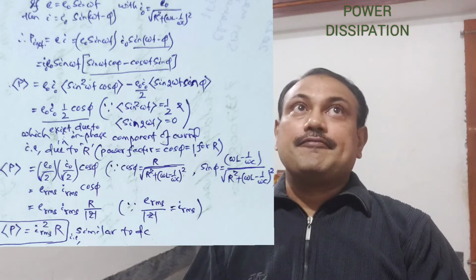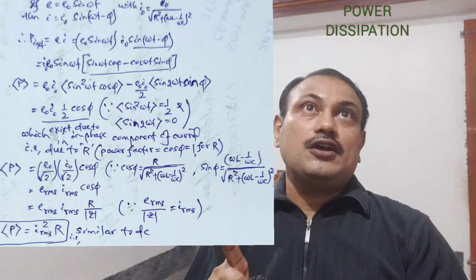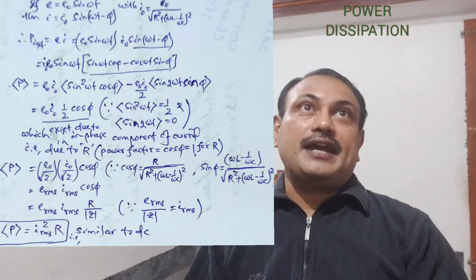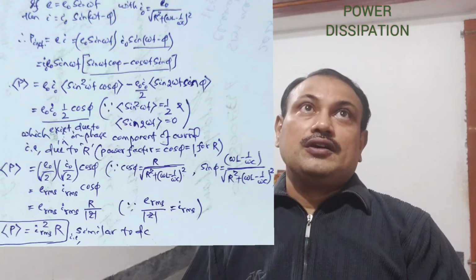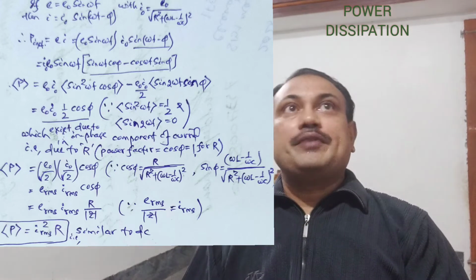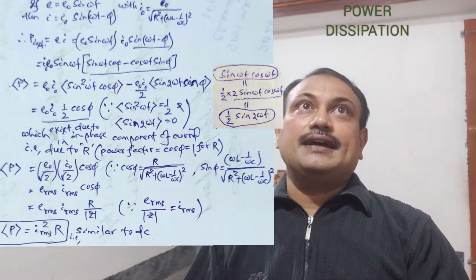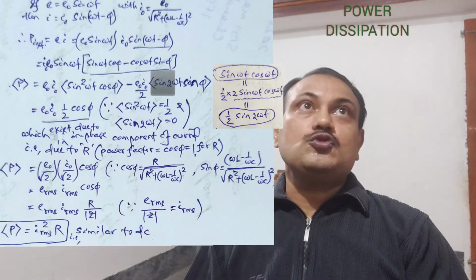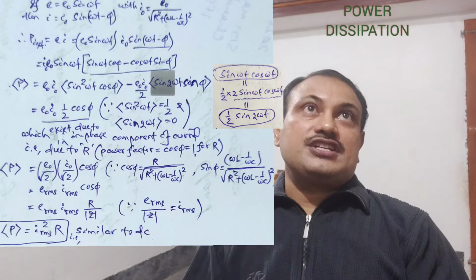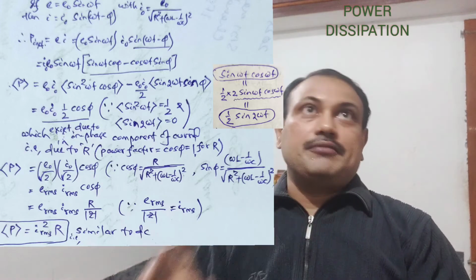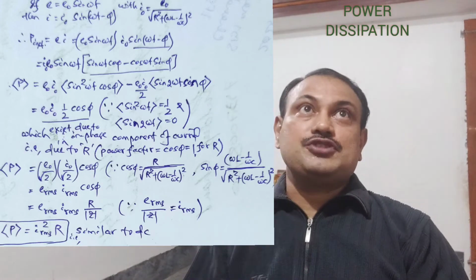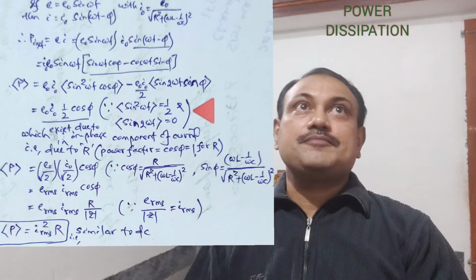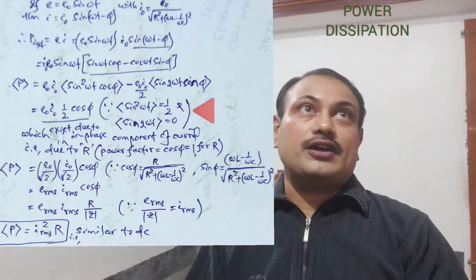The average of the first term we can write as sin square omega t cos theta, and the second term we can write as minus E0 I0 by 2 and average of sin 2 omega t sin theta. Here we have used the property sin 2 omega t is equal to 2 times sin omega t cos omega t, and we have multiplied 2 and divided by 2. So again, the average of sin square omega t is half, but the average of sin 2 omega t over a complete cycle is 0.